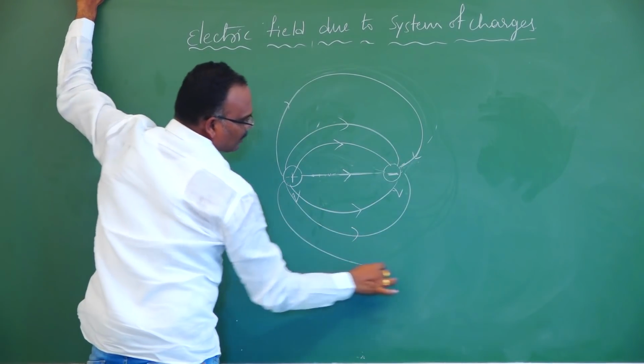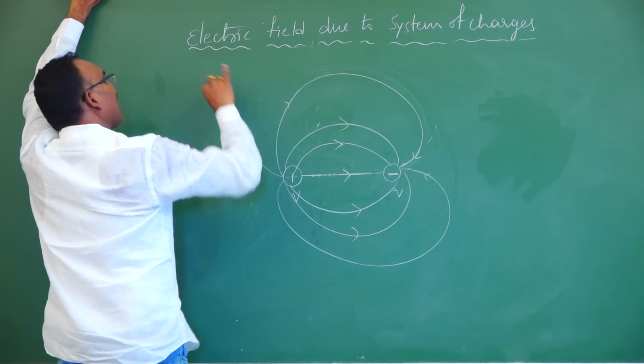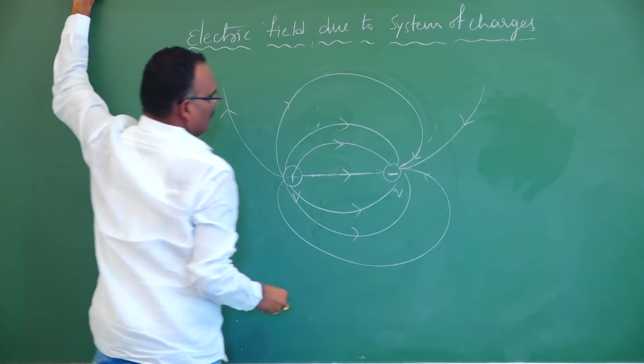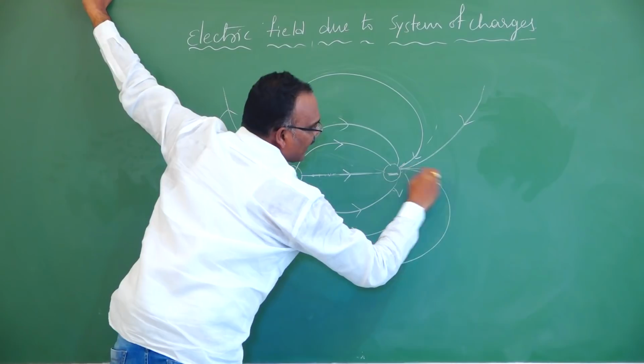So, this line also will go like this and it will end on the negative charge. This line will travel a large distance and finally it will end here.